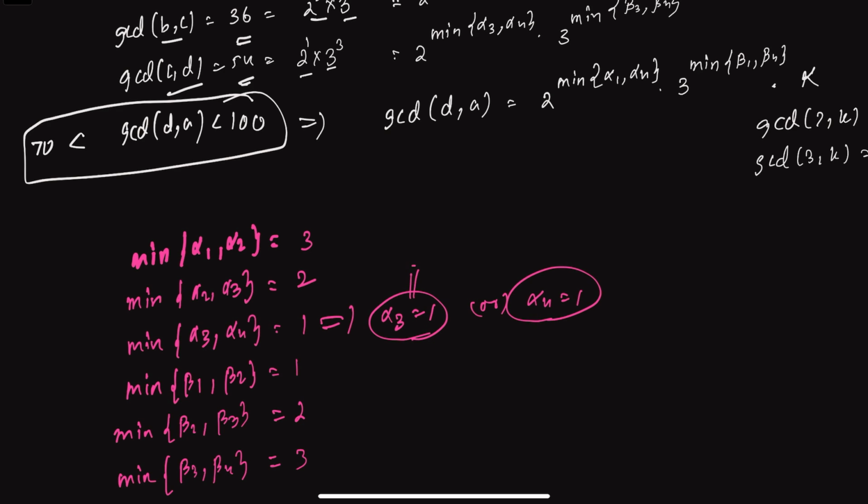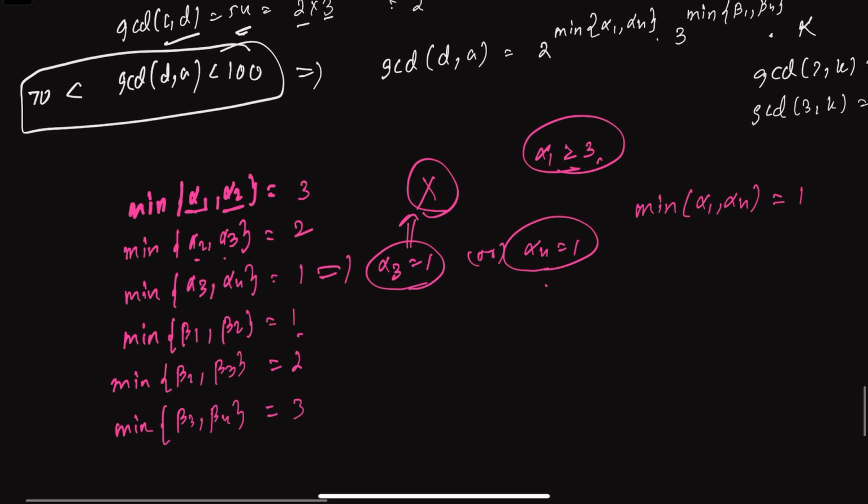But if alpha 3 is 1, that means the minimum of alpha 2 comma alpha 3 will be 1, but we were already given that it is 2. So therefore alpha 3 equals 1 is not possible. That means alpha 4 is 1 for sure. And the minimum of alpha 1 comma alpha 2 itself is 3, so both alpha 1 and alpha 2 are greater than or equal to 3. So alpha 1 is greater than or equal to 3, and alpha 4 equals 1. So that means minimum of alpha 1 comma alpha 4 must be 1.